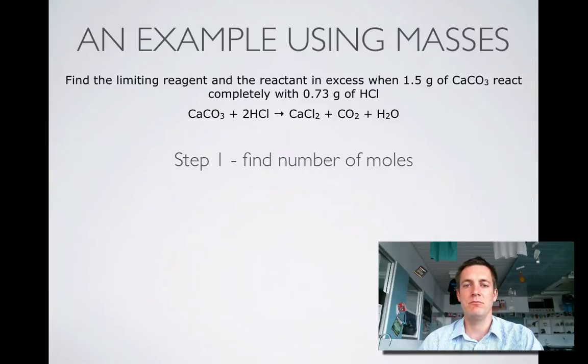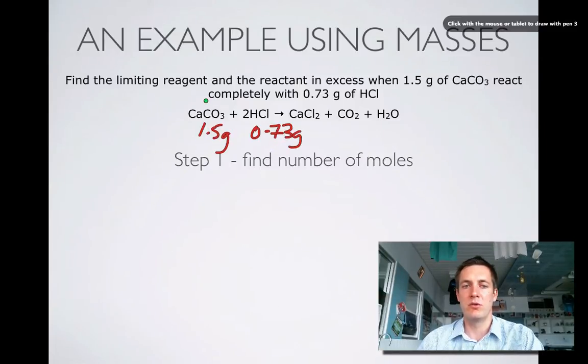So here's an example using masses. Again, this is just talking us through the steps rather than trying to actually do a full-on problem. Find the limiting reagent and the reactant in excess when 1.5 grams of calcium carbonate react completely with 0.73 grams of HCl. Now, this is a stoichiometry problem like the others. So we're going to use the fact that we've got a mole ratio in the equation, 1 to 2.